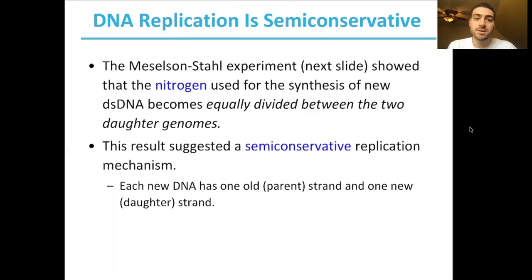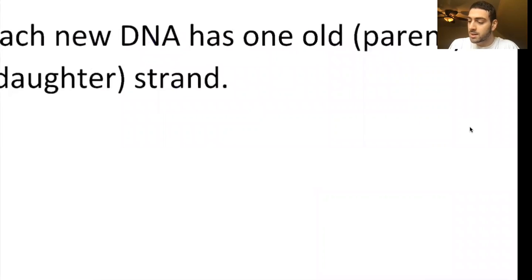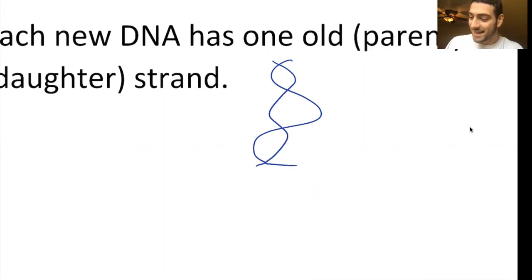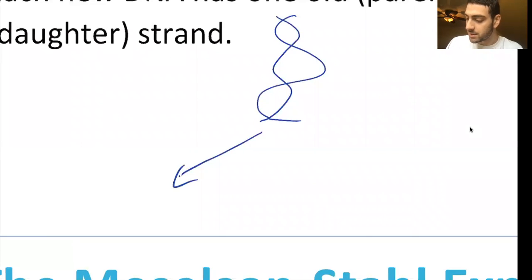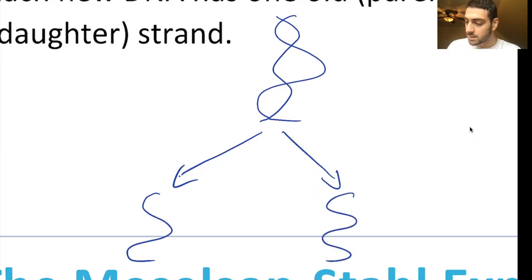So basically the Meselson-Stahl experiment shows that DNA replication is semi-conservative. So what does semi-conservative mean? Semi-conservative basically means that you have a strand of DNA like this, and that DNA is going to be replicated into two other DNA strands. Semi-conservative means that each parent strand is going to be used as a template for the next daughter strand. And it's going to look like this, right? Here and then here.